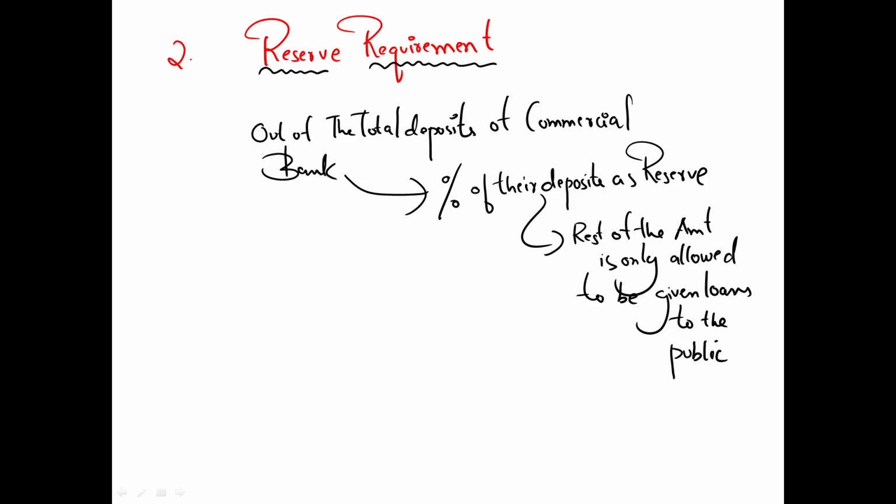Before explaining more about reserve requirements, we need to know what deposits are. I told you that out of the total deposits of a commercial bank, a certain percentage should be kept as reserve, and after keeping that amount as reserve, only the rest is allowed to be given as loans to the public. So what are the total deposits? There are basically two types of deposits.